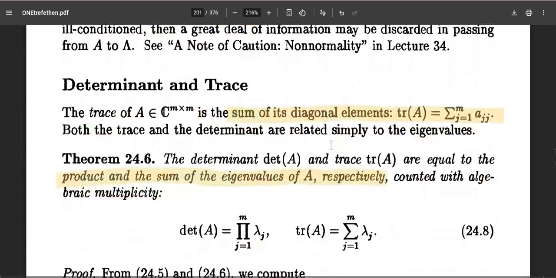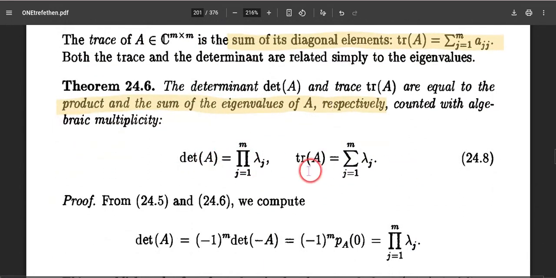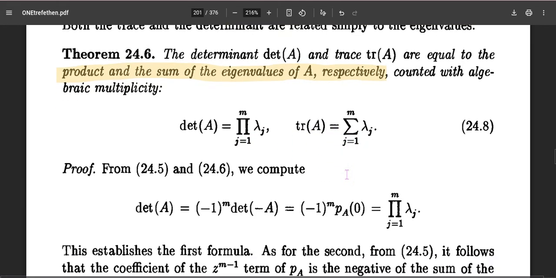The determinant of a matrix can be computed from the eigenvalues, and the trace of the matrix can also be computed from the eigenvalues using the equations. Equation 24.8: the determinant can be computed as the product of the eigenvalues, and the trace can be computed from the sum of the eigenvalues.